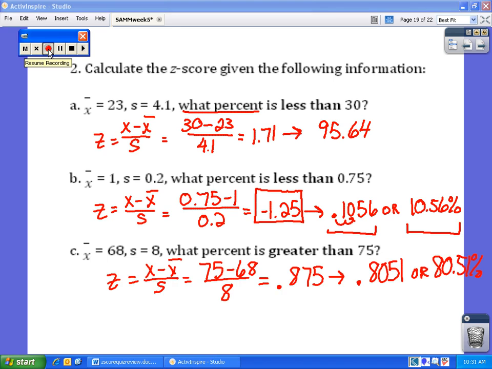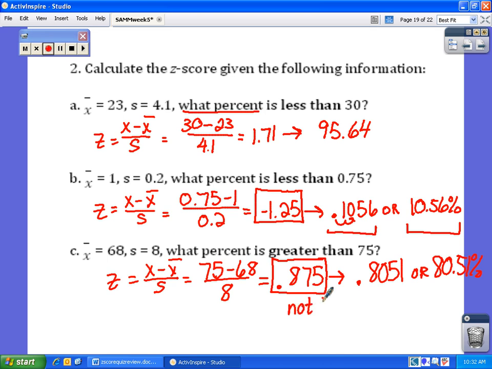Part C, I did x minus x bar over s, 75 minus 68 over 8, and I got a z-score of 0.875. Make sure you remember that this is not a percent, this is the z-score. So on my z-score table, I looked up 0.875, and I found 0.8051, which is 80.51%.